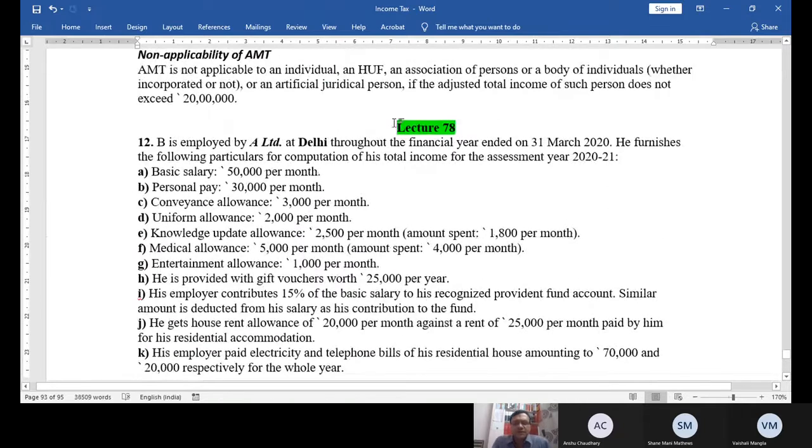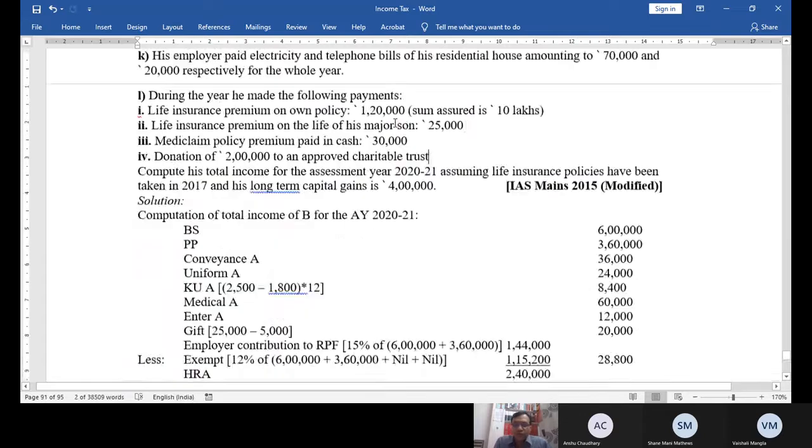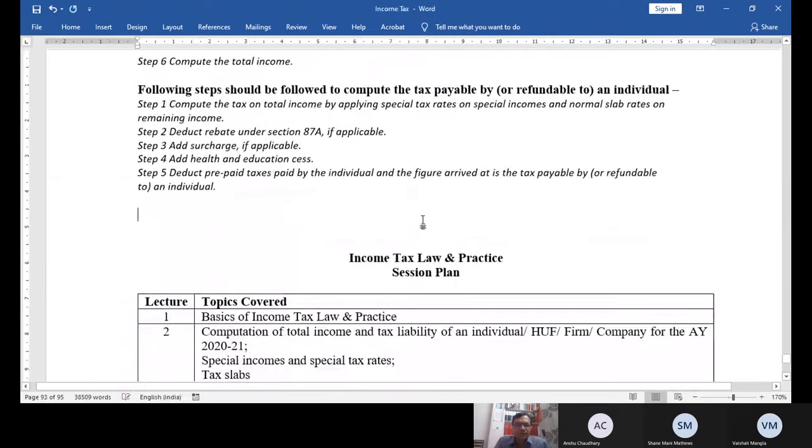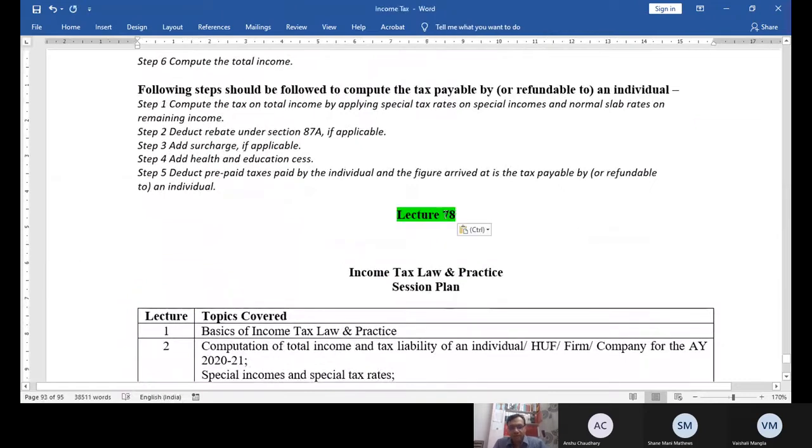Assessment of individual was not actually necessary to be covered by me, but I simply wanted to attempt one question just to make sure that it's not a different chapter, it's a combination of all the chapters. With this, we have completed assessment of individuals, and in the next class tomorrow we will wind up assessment of Hindu undivided family. It's also not a new chapter. It also combines all earlier chapters, so I will only solve a numerical. And very soon, within 2 days most probably, we will wind up the entire course.